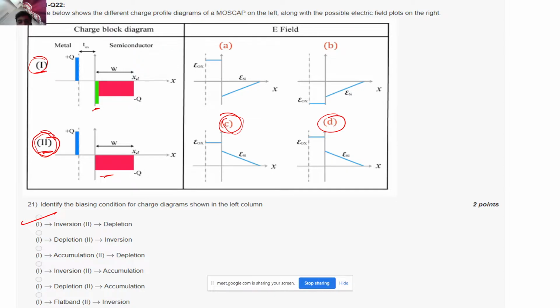By the way, if you guys are confused between plot C and D, then this distance x and this distance y over here, x is greater than y, right? So these plots are not the same. So can you guys please help me with how to solve this question?